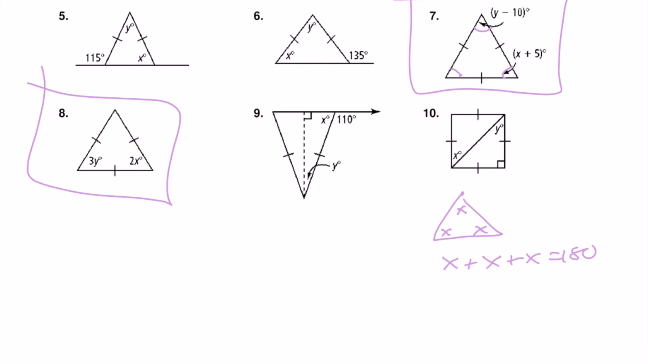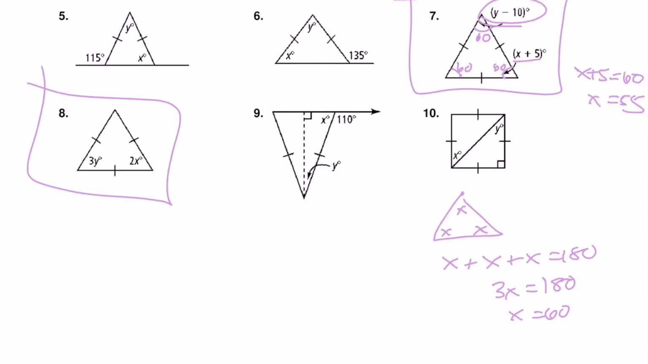And then the rest is just solving for x using algebra. We get 3x equals 180, or x is equal to 60. So I know that every equilateral triangle is also equiangular, and they all equal 60. So for this one, you say x plus 5 equals 60, or x equals 55. You're going to do the same thing for this one. Set y minus 10 equals 60 and solve for y.